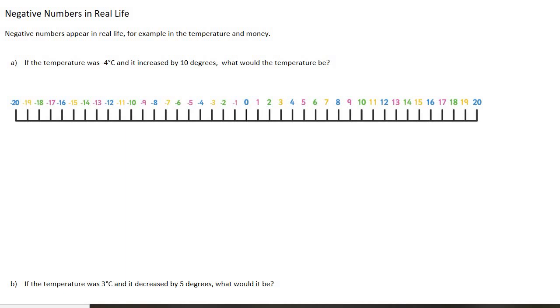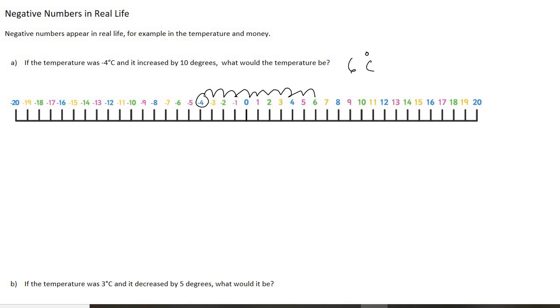The first one here: if the temperature was -4 degrees C and then it went up by 10 degrees, what would the temperature be? Okay, so I can start on my number line scale on -4 and I can count up 1, 2, 3, 4, 5, 6, 7, 8, 9, 10, and that'll tell me that it's 6 degrees C.